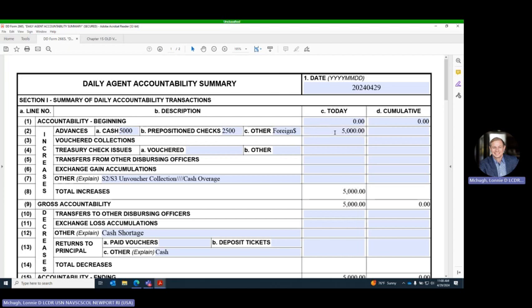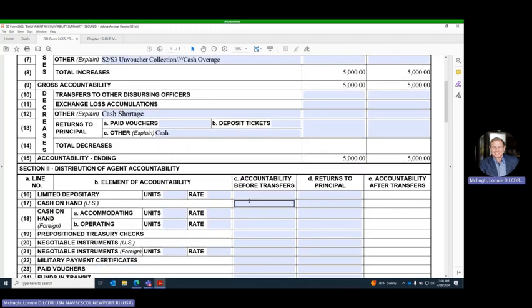So we're going to start with the $5,000 in the today column, and that will carry over to the cumulative column. We are going to scroll down and enter that $5,000 in cash on hand on line 17. This is where we're going to check to make sure that we balance. The 2665 is a little different than the 2657 for balancing. On the 2657, we just make sure that everything balances. But on the 2665, there are 3 different sets of numbers that we need to look at to make sure that we balance. We're going to talk about the first 2 right now.